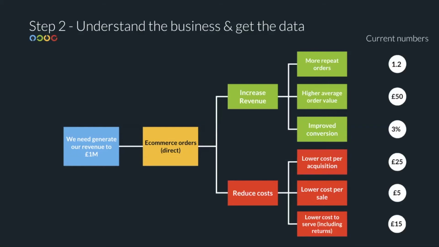Looking here, we've got our current numbers. So overlaying our current numbers, we can see that on average, customers are buying 1.2 items, they're spending £50. We know that we're about 3%, so 3 out of 100 customers are purchasing when they visit the site. We know that the cost per acquisition is £25 and the cost per sale is £5. So a total cost to get a customer to make a purchase on the website of around £30. So that's still under the average order value of £50. And for any return that we handle, in this case, is going to cost us £15.